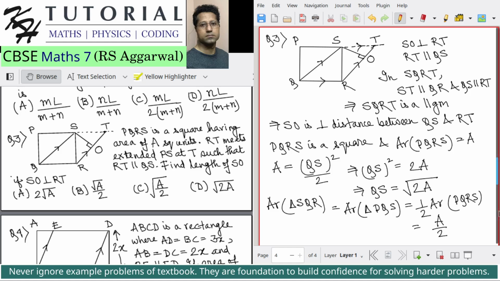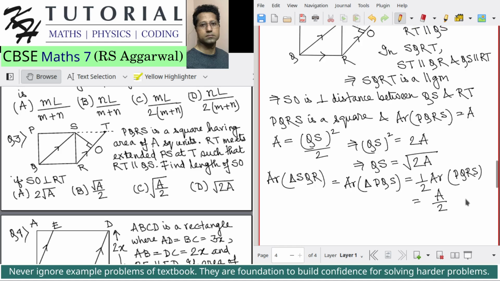The triangles PQS and SQR are congruent, since these triangles are formed by the diagonal QS of the square PQRS, and the areas of two congruent triangles are equal. So we must have the area of triangle SQR equal to the area of triangle PQS, and they must be equal to half of the area of the square PQRS, which is equal to A by 2.